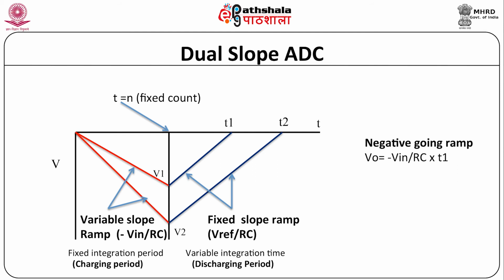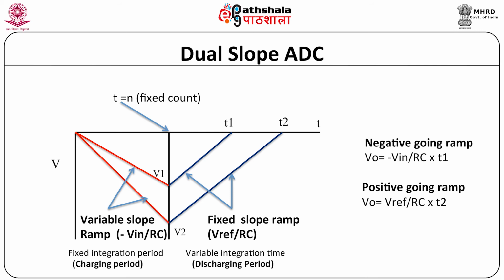As the slope of the ramp depends on Vin, for different voltages the ramp rate is variable, as shown here. Similarly, when the counter reaches a fixed count at time T1, the counter resets to 0 and switches the integrator input to the negative V reference.